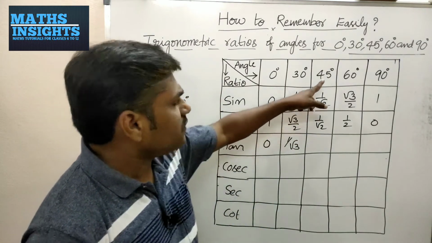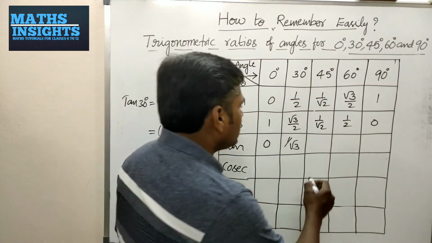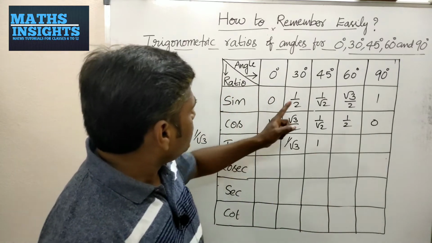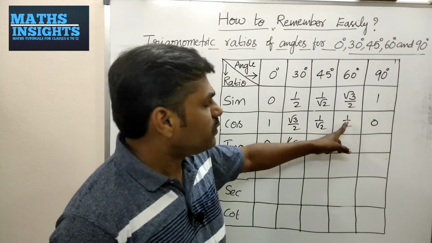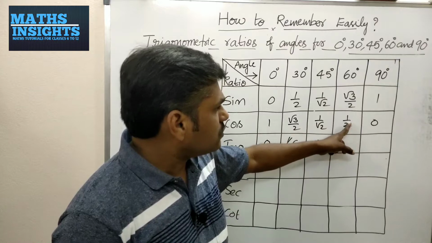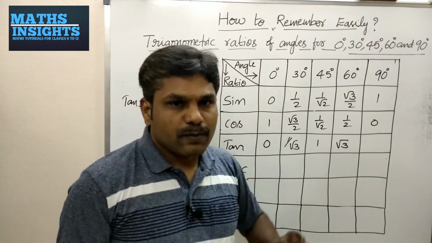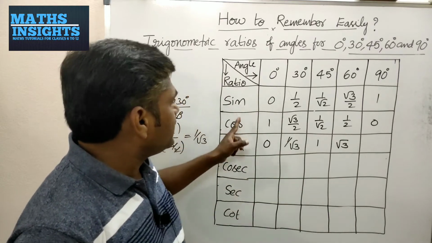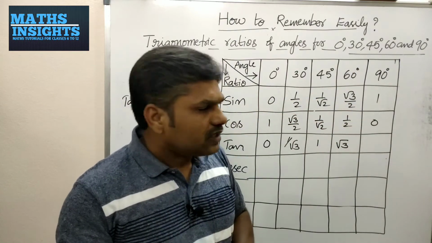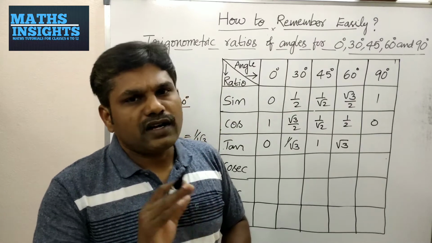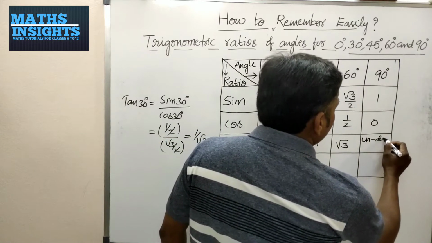Next, tan 45. Sine 45 by cos 45, both are equal, therefore you will get 1 as your answer. Coming to tan 60, sine 60 by cos 60 is root 3 by 2 by 1 by 2. If you cancel the 2s, you will get root 3. Tan 90 is very important. Tan 90 is sine 90 by cos 90, that is 1 by 0. Division by 0 is undefined. Therefore, you have to write it as undefined or use the symbol infinity. I am writing undefined.